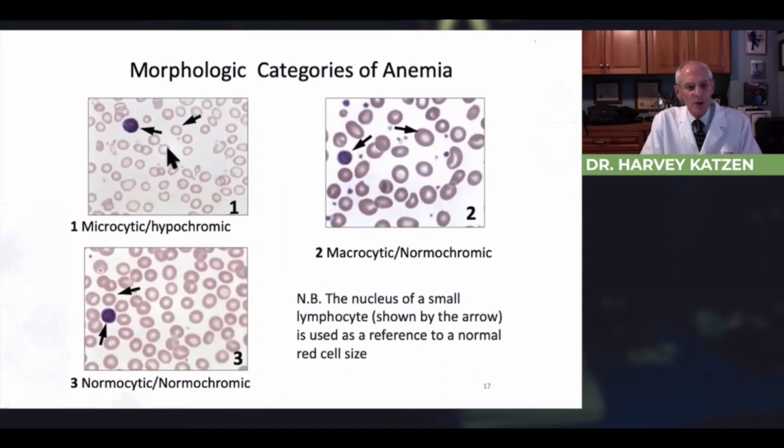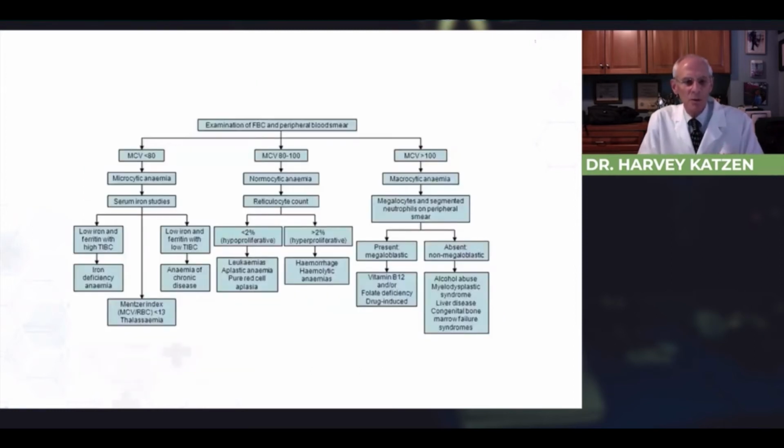So small cells, smaller than the lymphocyte, so they are microcytic. These cells are also hypochromic, meaning they're not as deeply red. There's only a rim of hemoglobin. Larger cells, larger than the normal small lymphocyte, are exhibited here. And then cells that are pretty normal in size and color, normochromic, normocytic, that's the third category of anemia that we spoke about.